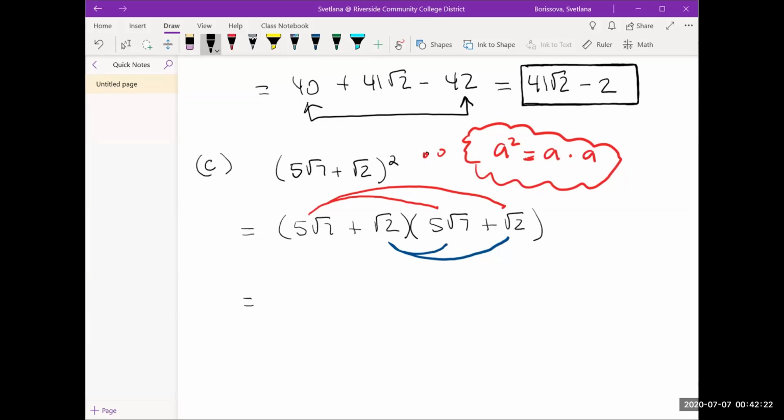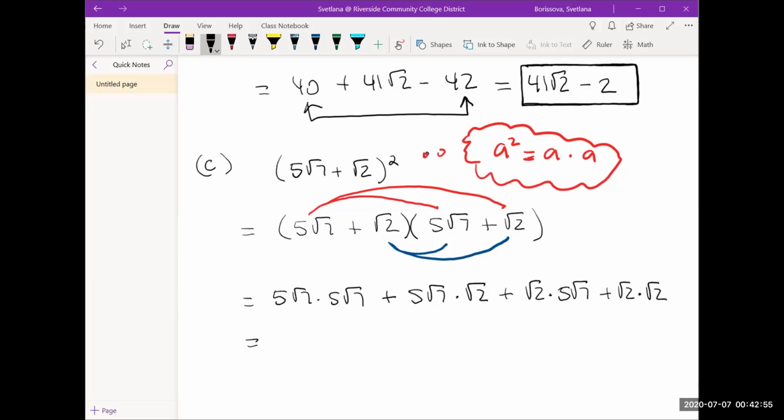Okay, so that means that I'll have to write 5 square root of 7 times 5 square root of 7. That's the first product. Plus, next one is going to be 5 square root of 7 times square root of 2. Then plus, now I'm moving on to those blue arrows, square root of 2 times 5 square root of 7. And finally, square root of 2 times square root of 2. Like that.